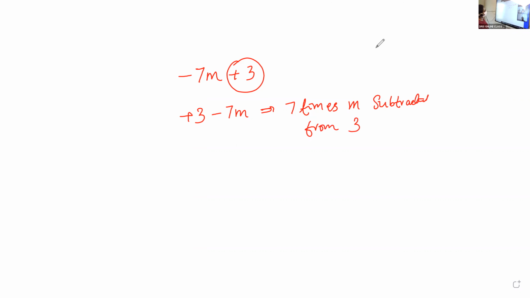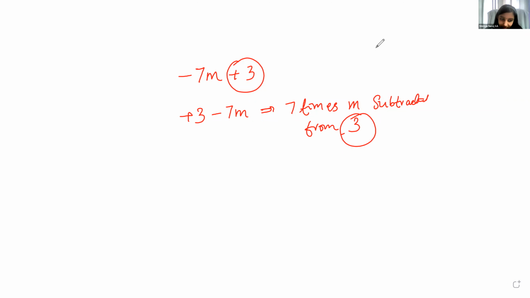When we have a positive integer and a negative integer, we have to subtract them. Are you clear now? 7 times m subtracted from 3. See, listen here. After "from", what is the number here? It's the positive 3. No, it's a positive 3. Okay, ma'am.